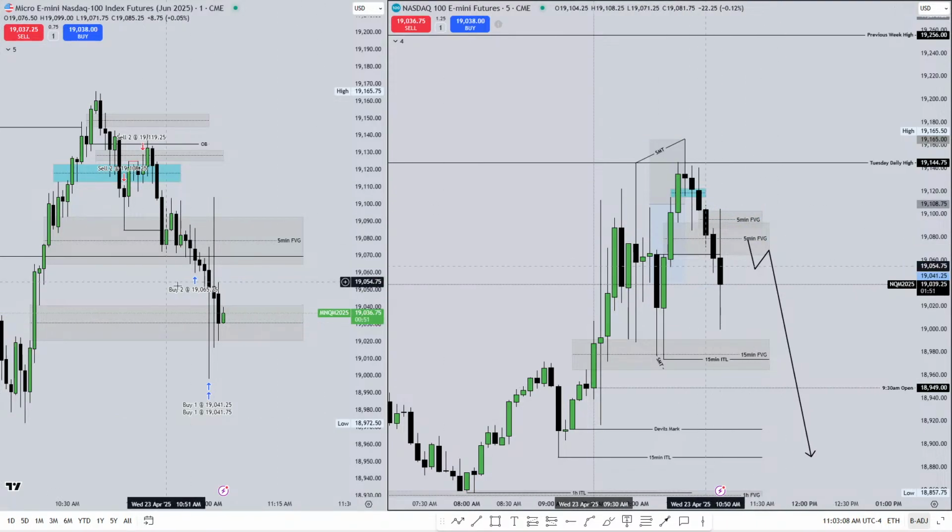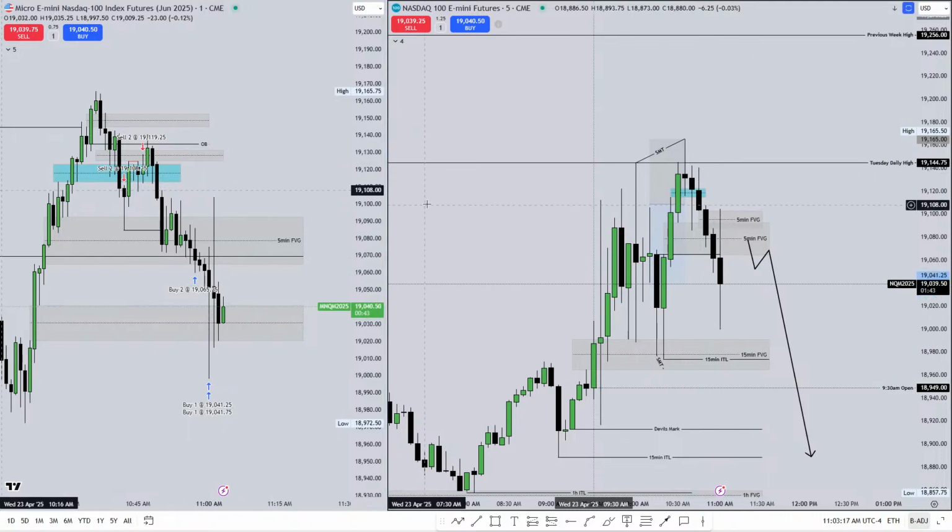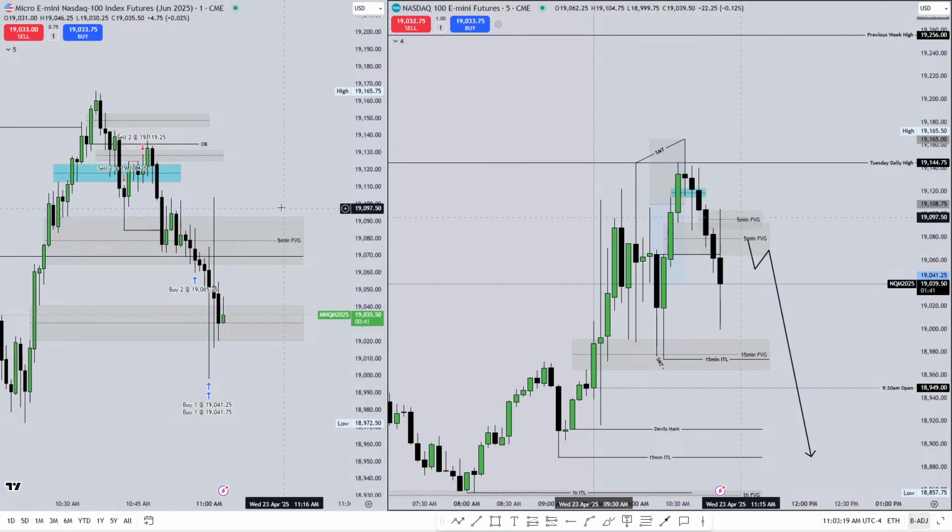But what was that? What is this? Why does 11 a.m. just make that 11 and 11:01 make giant wicks in both directions? That volatility just kicked in out of nowhere. There's no news. Whatever, bro. A win's a win.